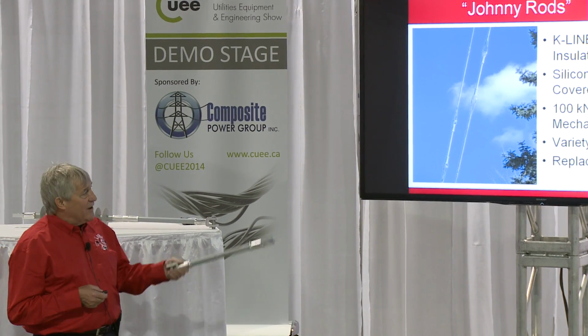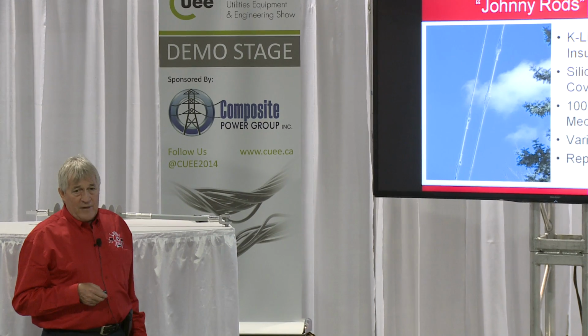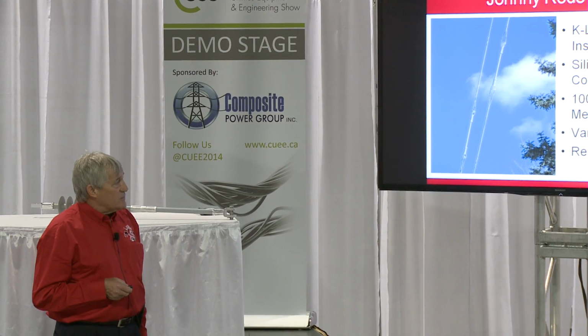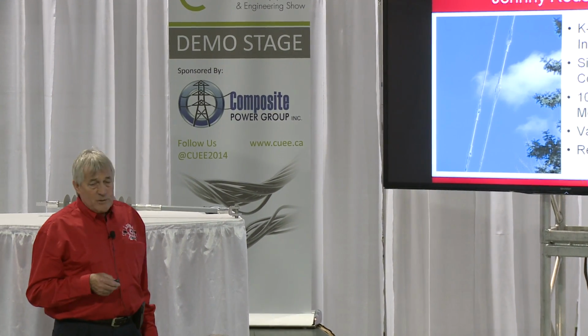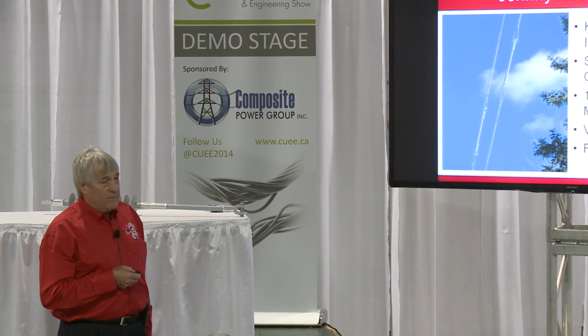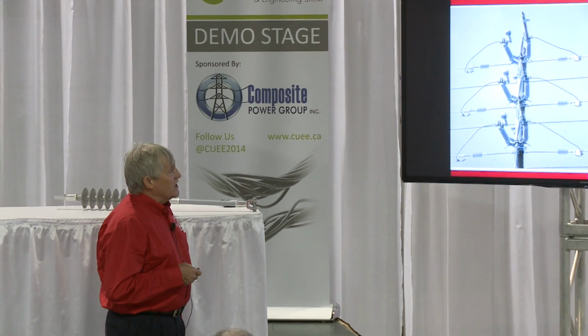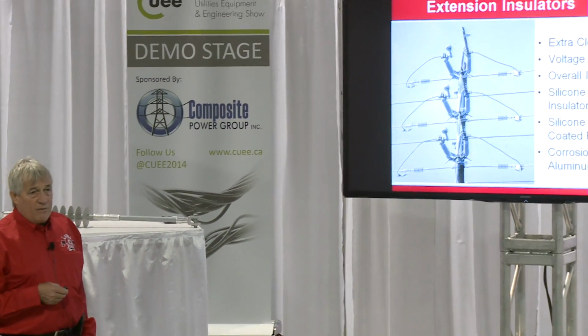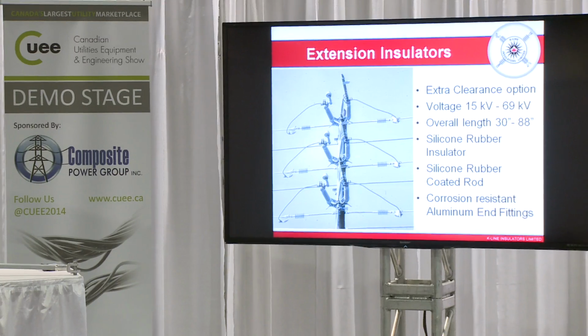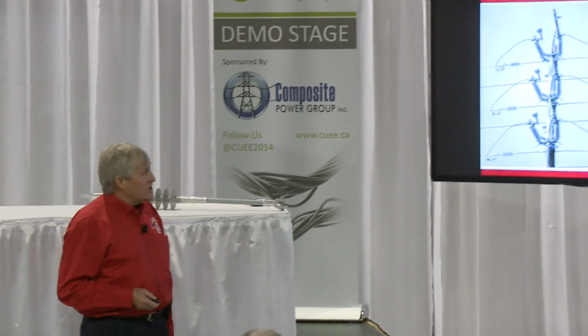So the CSA standard is 100 kilonewton or 22,500 pounds tensile or specified mechanical load. Comes with a variety of different end fittings. You're all pretty much familiar with those. What's new for us, I guess, is the extension insulator. It's not new, but we've had them around for a long time, but more people are starting to use them now because of this change in the CSA standard.